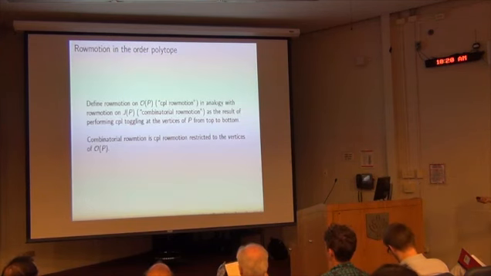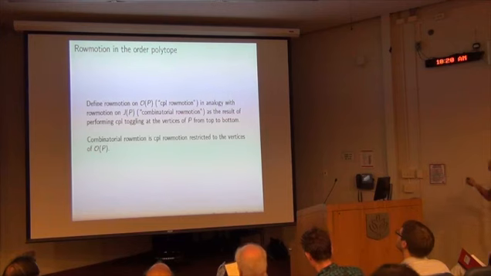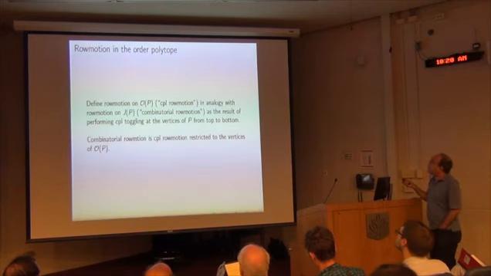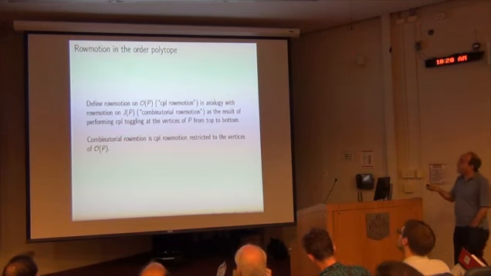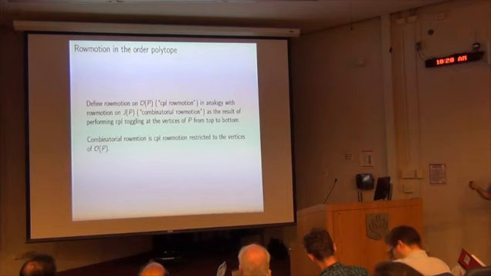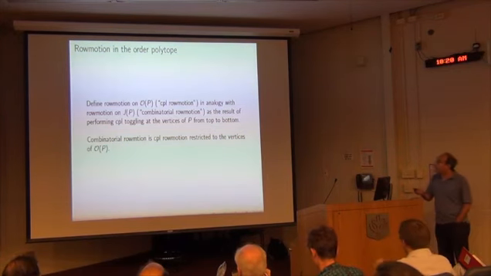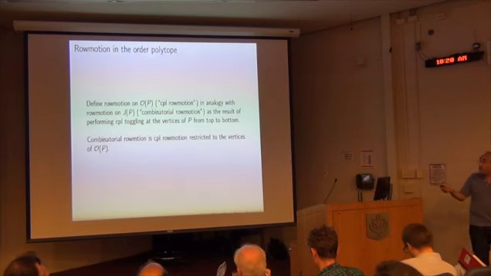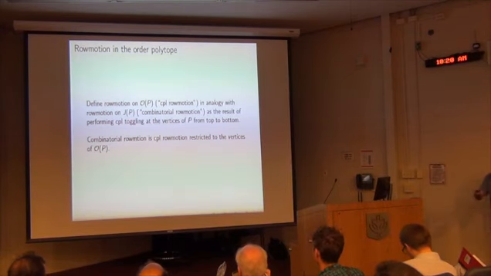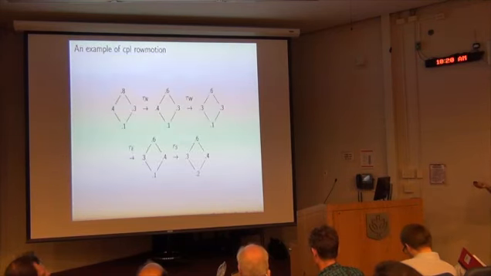So now that we've defined what it means to toggle in this realm, we can define row motion in the order polytope in analogy with row motion acting on order ideals, as a result of performing CPL toggling at the vertices of P from top to bottom. And our original combinatorial row motion is just CPL row motion restricted to the vertices of the order polytope.